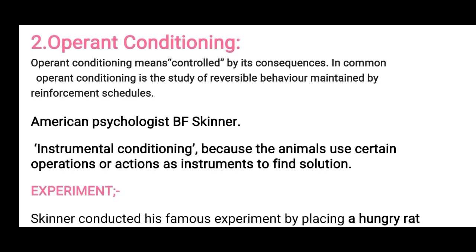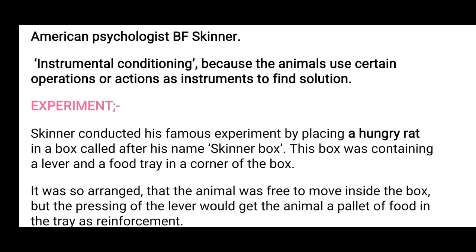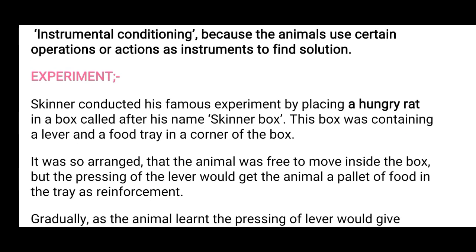The American psychologist B.F. Skinner is the propounder of this theory. Instrumental conditioning, because the animal can perform certain operations or actions on the instrument to find the solution, means they are very easy to recognize and they can do that. B.F. Skinner, in his famous experiment, placed a hungry rat in a box called the Skinner box after his name. The box contained a lever and a food tray in the corner.